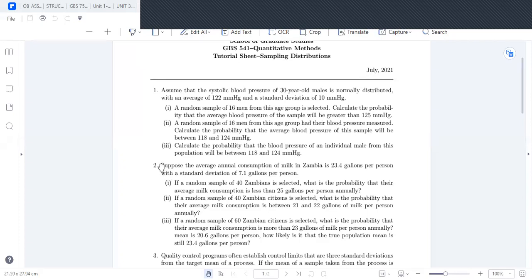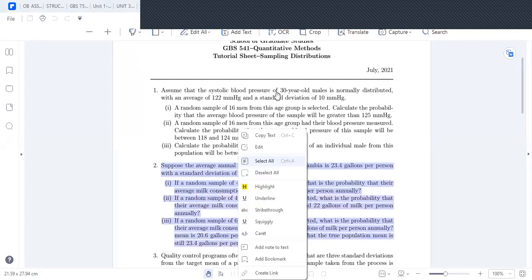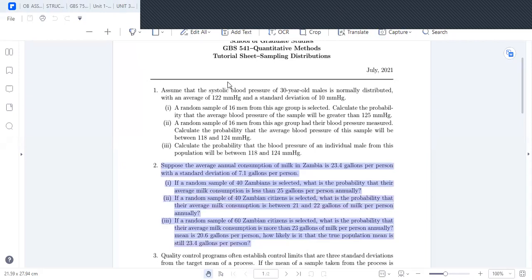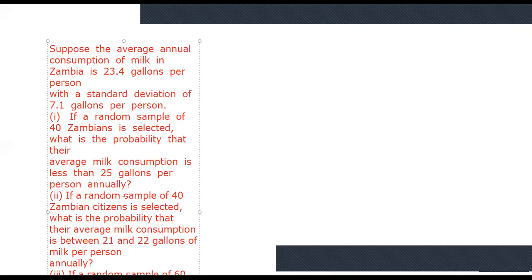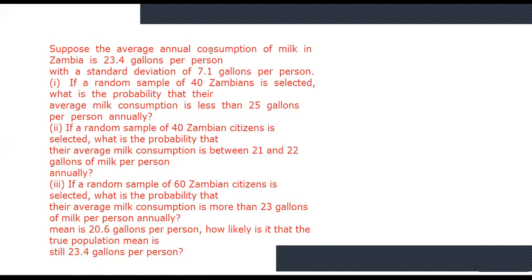Okay, so let's look at question number two. This will be your homework. We've been given this question here. What can we get from there? Suppose the average annual consumption of milk in Zambia is 23.4 per person. Standard deviation is 7.1 per person. If 40 people are selected, what is the probability that the average milk consumption will be less than 25 annually? Okay.